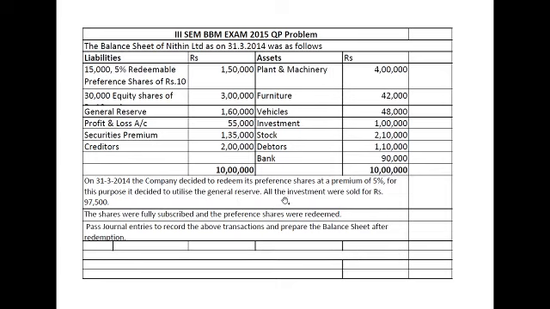And one more adjustment, all the investment were sold for rupees 97,500. The shares were fully subscribed and the preference shares were redeemed. So pass the general entries as well as you have to prepare the balance sheet after the redemption. So some working notes we will do in the initial stage. Next stage we will pass the general entries, and finally we will prepare the balance sheet after the redemption.